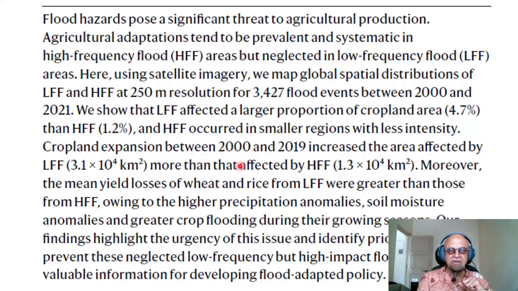Cropland expansion between 2000 and 2019 increased the area affected by LFF to 3.1 times 10 to the 4 kilometers squared, more than that affected by HFF, which was at 1.3 times 10 to the 4, so almost one third. Moreover, the mean yield losses of wheat and rice from LFF were greater than those from HFF, owing to the higher precipitation anomalies, soil moisture anomalies, and greater crop flooding during their growing seasons.